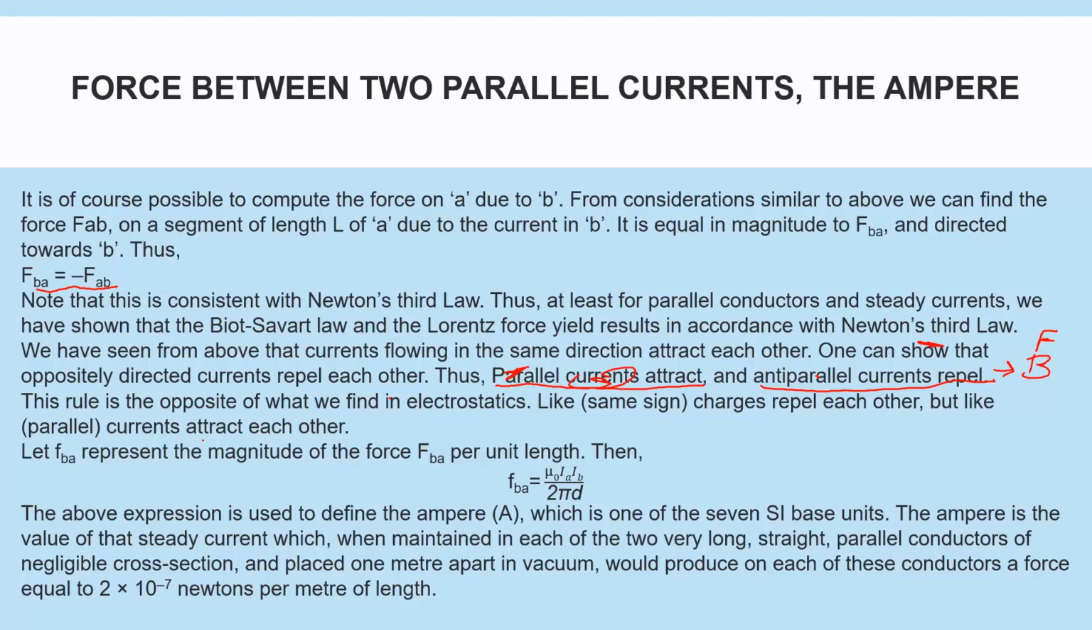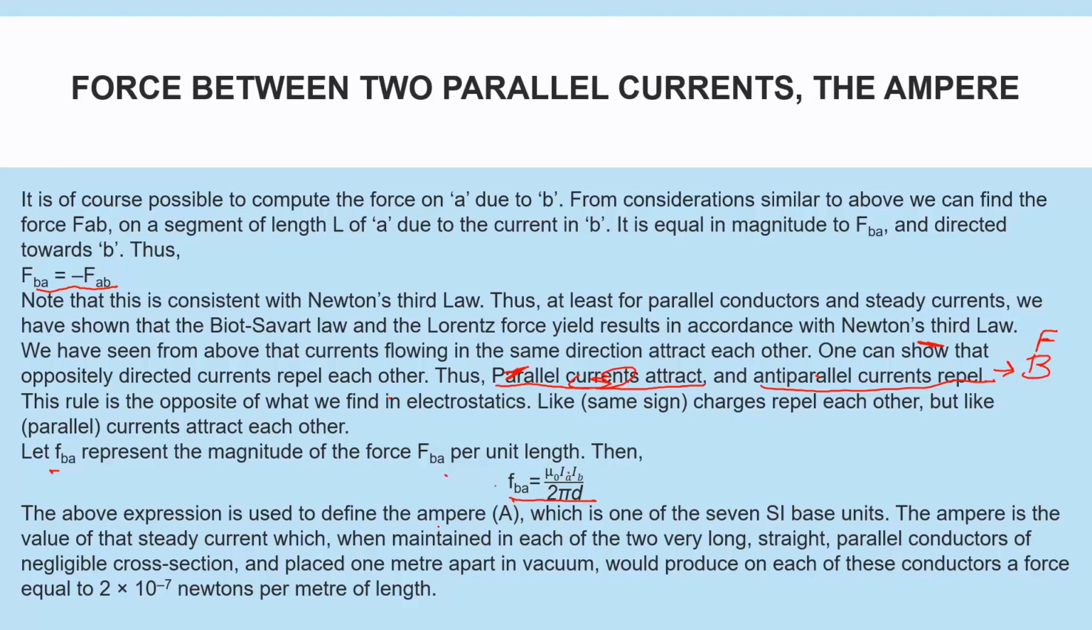And so now we will represent the magnitude of the force FBA. We had found the force FBA. Now we will consider only the magnitude, as the force FBA per unit length. Then we can represent it as FBA equals mu 0 IA IB upon 2 pi d. Since we are considering it per unit length, the length term goes away. And this is actually the expression that we use to define 1 ampere. This is one of the 7 SI base units.